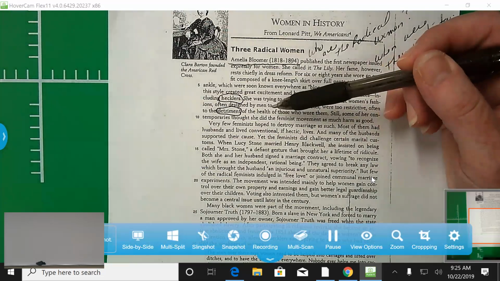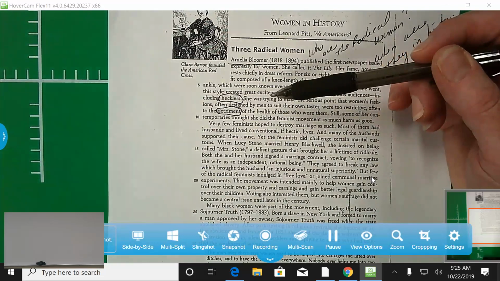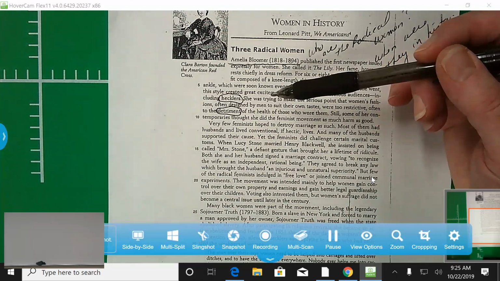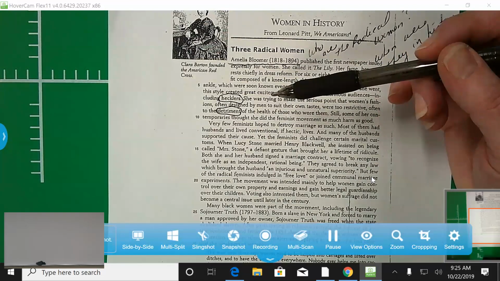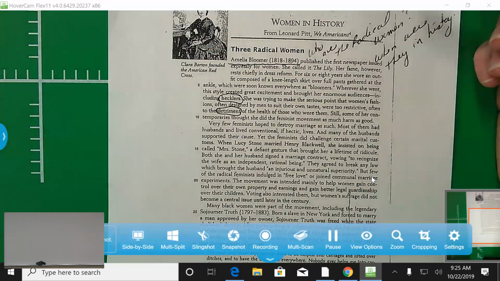Okay, detriment is another one. Detriment of the health, which means the decline or ill effects. If it's detrimental, it means negative. So detrimental to your health means it's affecting your health negatively or in a bad way. Make sense?